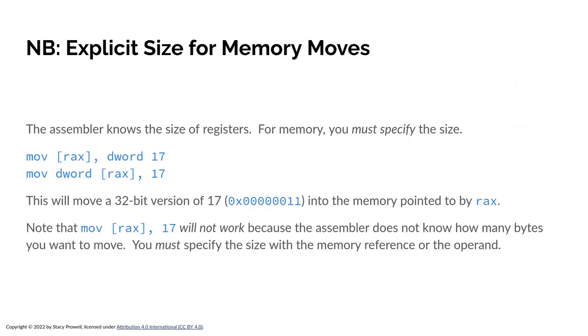So there are cases where, when I'm doing something with memory, I have to tell the assembler what I'm working with. Let's say that I'm down here and I just move the value 17 into this location in memory. What this is going to do is take the value 17 and try to store it at the address pointed to by RAX. This computes an address, and this moves 17 into the memory at that address.